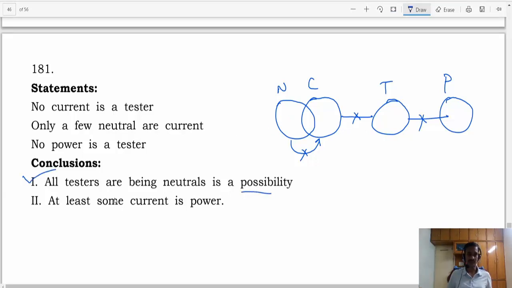Then next one. Some current is power. Current here, power there, that is false. Here it is a definite conclusion, and that is false. The other is a possibility, which can be drawn. Hence only one, choice 1, 181.